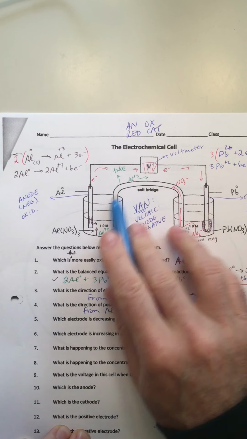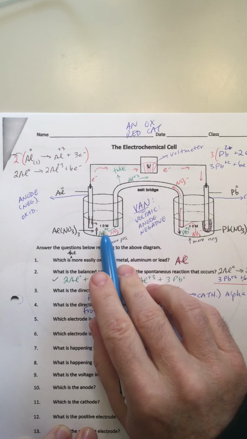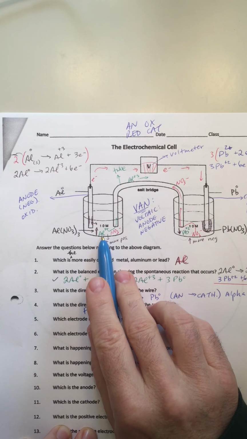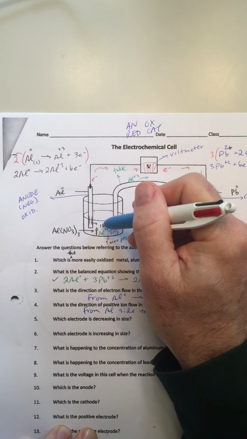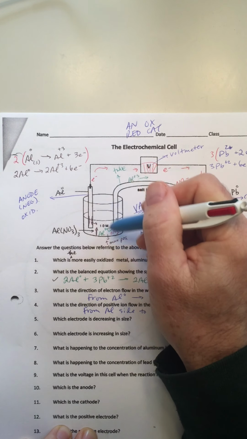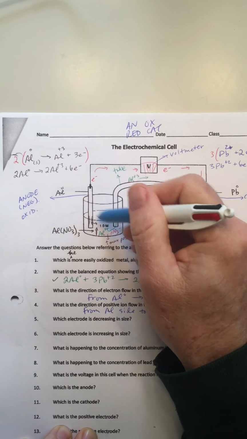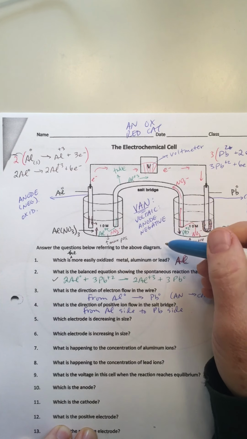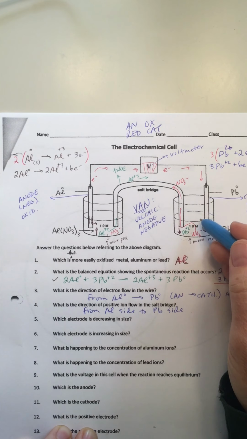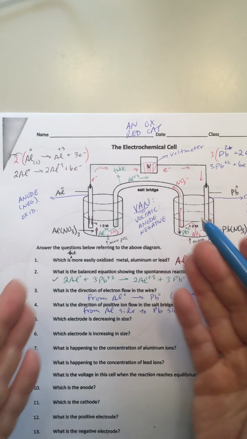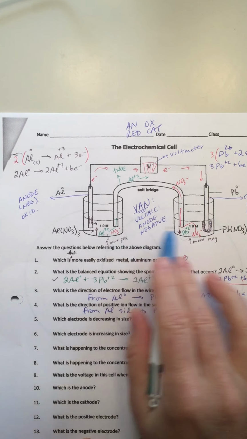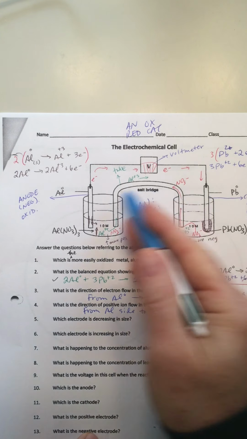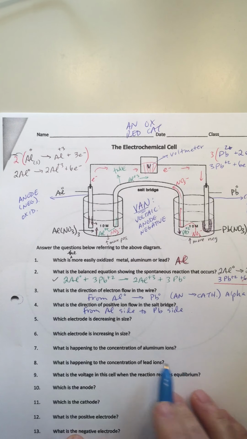If we didn't have this salt bridge here, this would just get more and more positive to the point where the electrons wouldn't want to leave because they would be attracted to the positivity of the aluminum. Okay? And the opposite would be true here. Eventually there would be so much difference in charge that there wouldn't be any movement of the electrons.